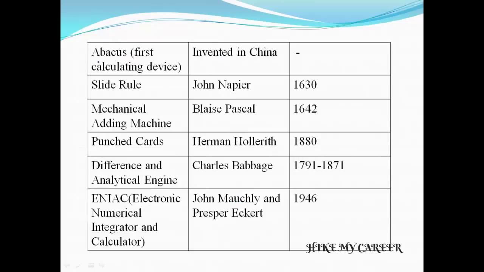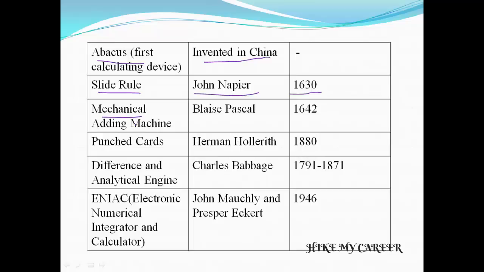Next, abacus. Abacus is the first calculating device. It is invented in China. Next is slide rule. Slide rule invented by John Napier in 1630. Friends, please note the year.